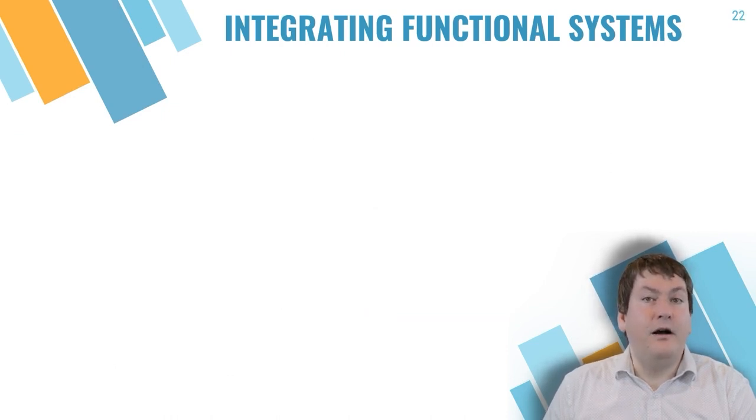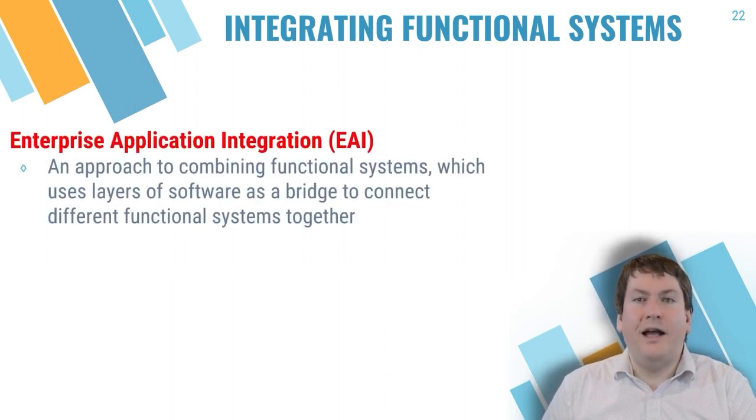Well, this can be a very complex task, and it's a difficult transition to make. However, there are 2 standard approaches. The first is Enterprise Application Integration, or EAI for short. In this approach, middleware is designed to act as the bridge between the existing functional systems. This middleware translates the data between the different systems and keeps the same data across multiple systems in sync, keeps them consistent. Let's take a look at what this might look like.